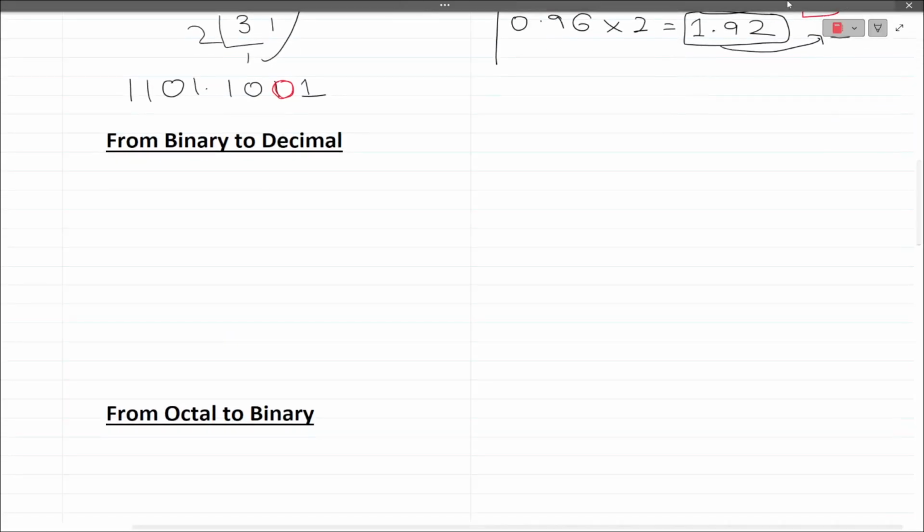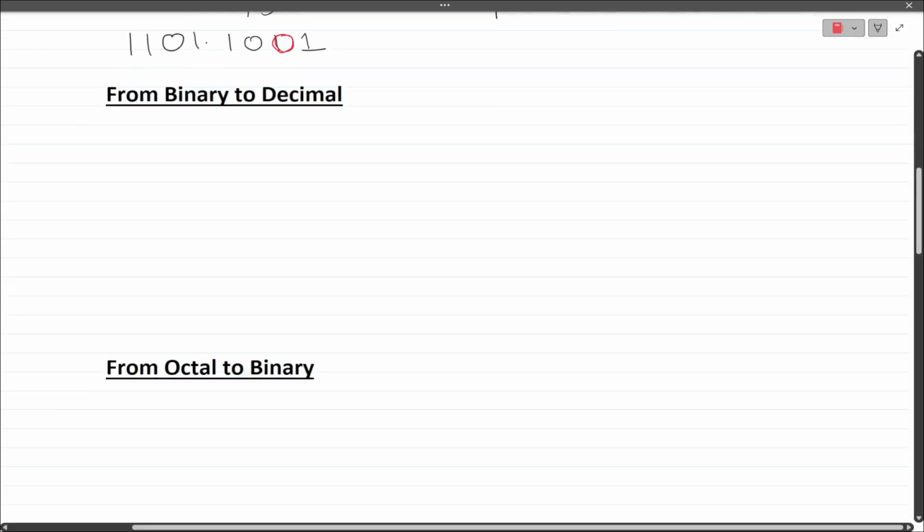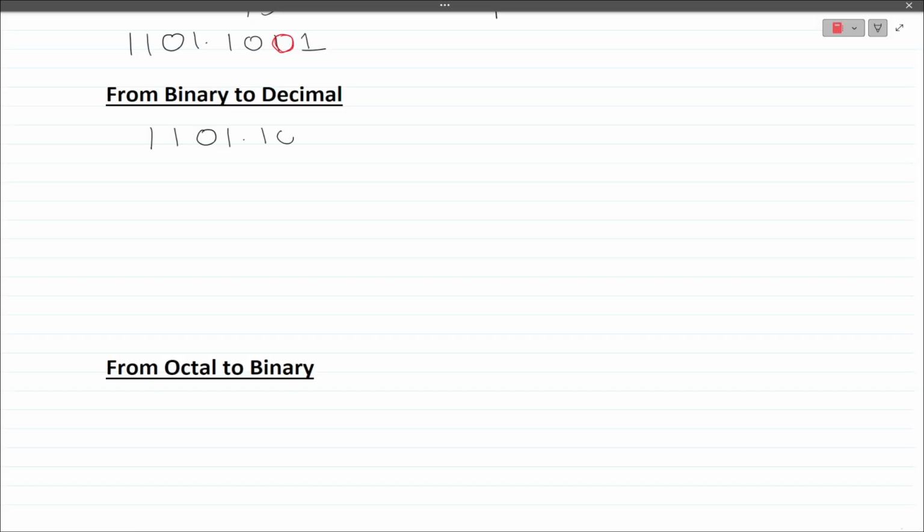Now we will be learning how to convert a binary expression to decimal, if it is a fractional one. Let me take 1101.101 this time. This is my binary number, so it will be expressed in this particular manner.